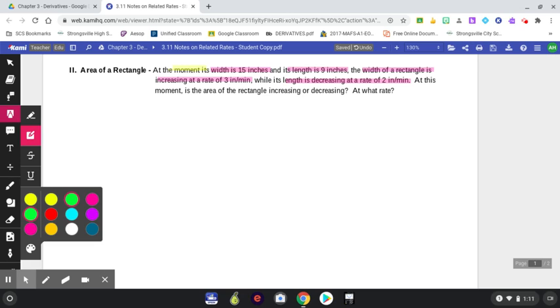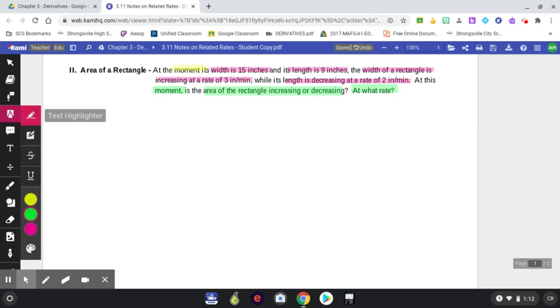At this moment, so again, there's that word moment, or time, right? At this moment, is the area of the rectangle increasing or decreasing, and at what rate? So again, my job is to determine an unknown rate.